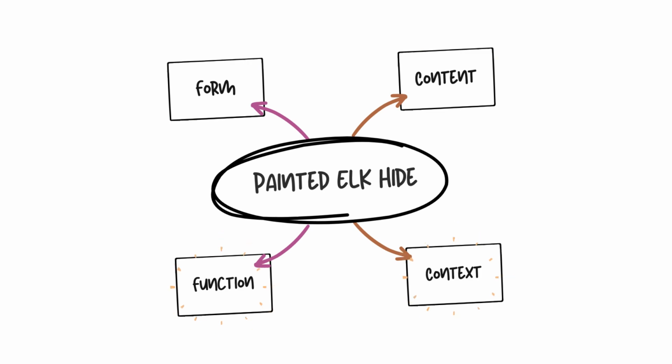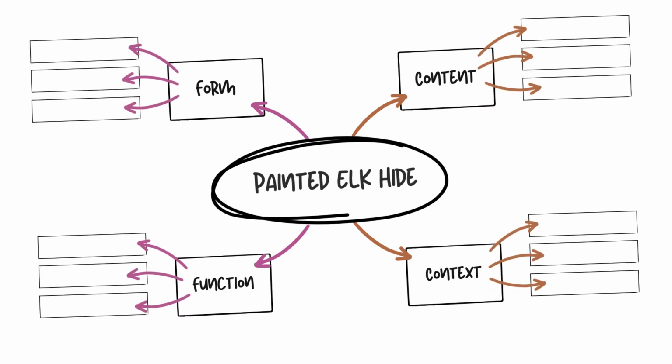Now, once you have those labeled, you're going to draw 3 more branches off of each of those categories. And in these 3 branches, you're going to write down facts and observations about your chosen work within that category. So let's do one of these together and take a look at form.